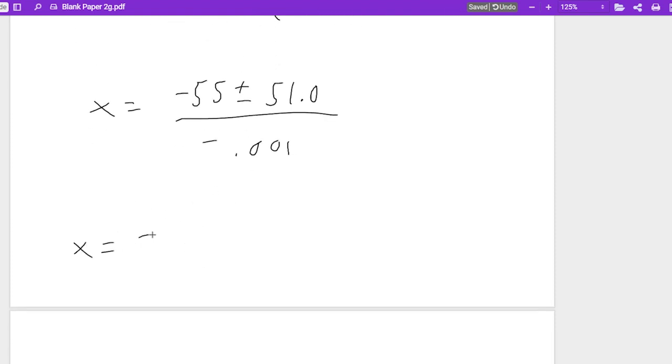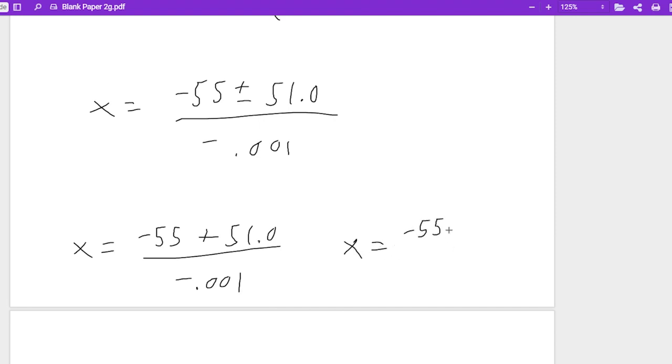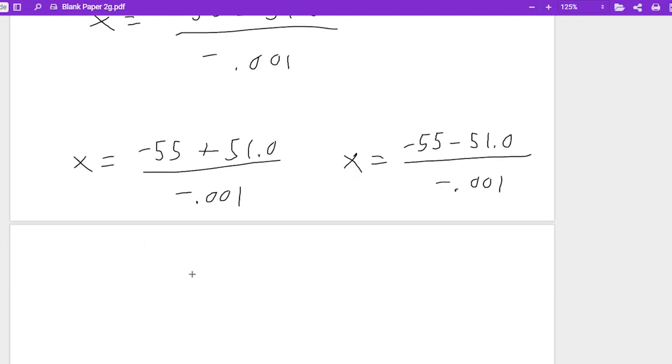Okay. Once again, we're going to break this up into two different functions. First, we have x equals negative 55 plus 51.0 over negative 0.001. And then we have x equals negative 55 minus 51.0 over negative 0.001. This is probably too difficult to do in my head, so let me plug it in a calculator. So one answer we get is x equals 4,000, and the other answer we get is 106,000. Which then begs the question, which answer is right?